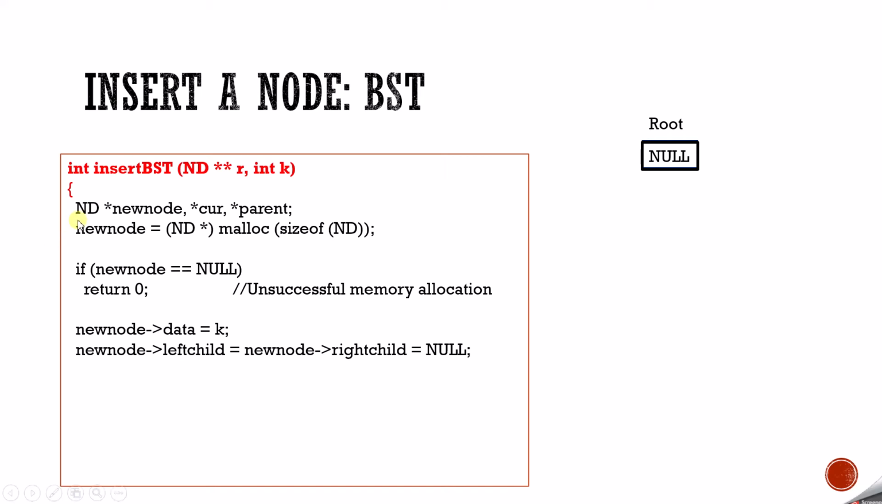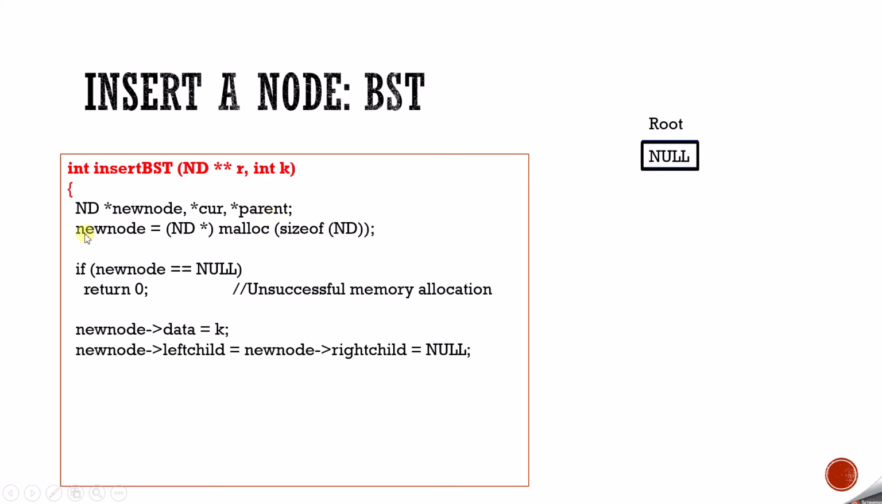To do that, I am using three pointers of type ND. New node is to hold the address of the newly created node, and the car pointer and parent pointer are just to traverse the tree to reach the final node and to get the target node to which I am going to attach my new node. That is why I am using two different pointers. I'll show you what the use of that car pointer and parent pointer is.